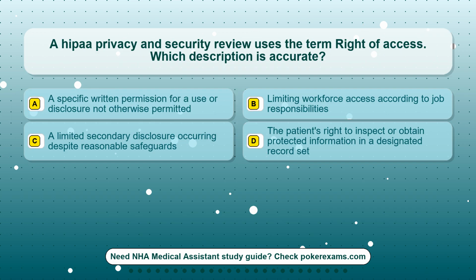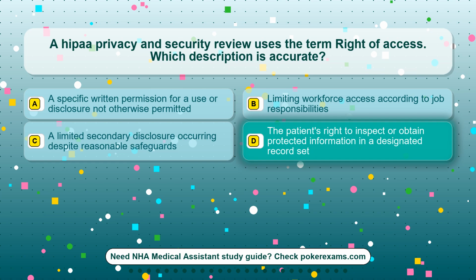Question 23. A HIPAA Privacy and Security review uses the term right of access. Which description is accurate? Option A. A specific written permission for a use or disclosure not otherwise permitted. Option B. Limiting workforce access according to job responsibilities. Option C. A limited secondary disclosure occurring despite reasonable safeguards. Option D. The patient's right to inspect or obtain protected information in a designated record set.